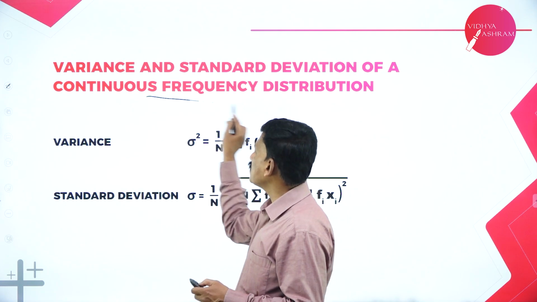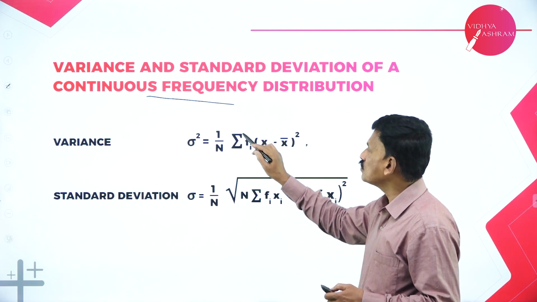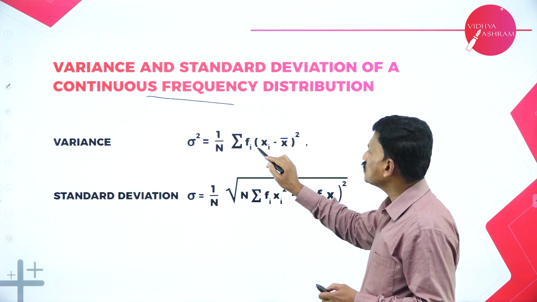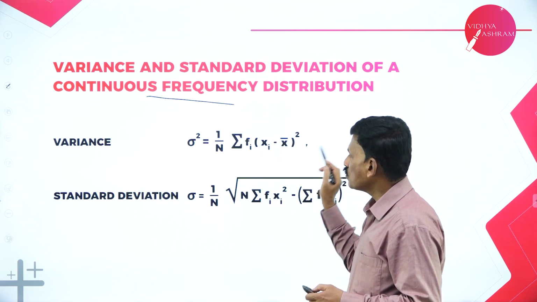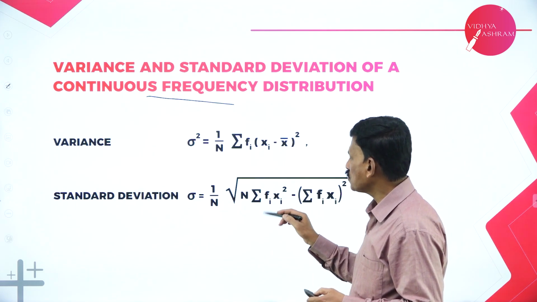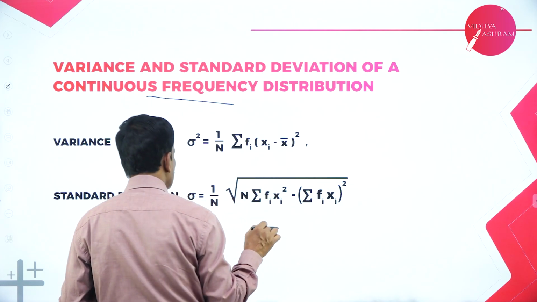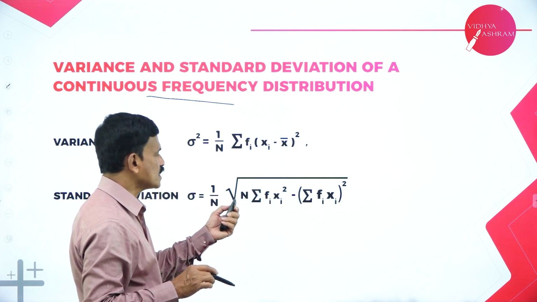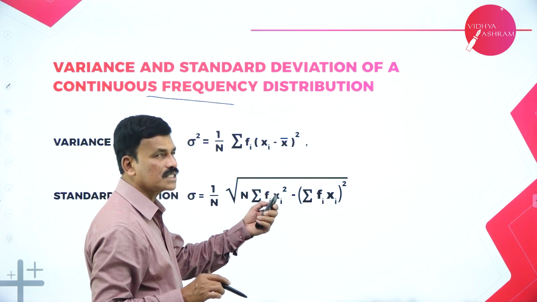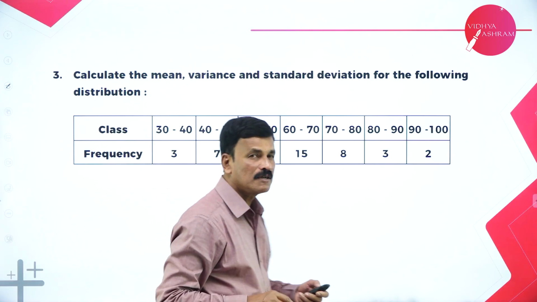For continuous frequency distribution, variance rho square is equal to 1 over n into sigma fi (xi minus x bar) whole square, whereas the standard deviation is equal to 1 over n into square root of n into sigma fi xi square minus (sigma fi xi) whole square. Now based on this, let us take a problem.